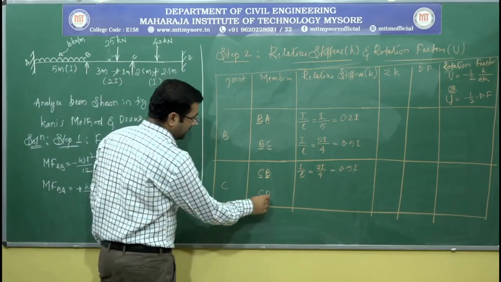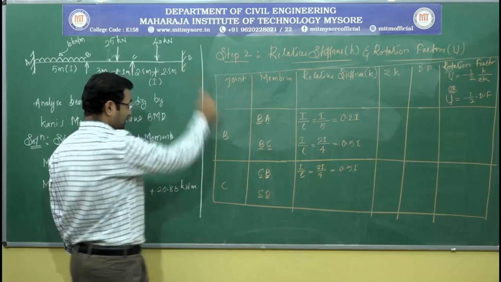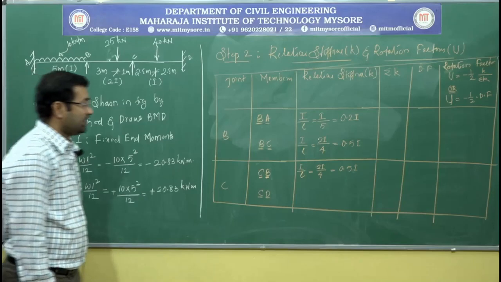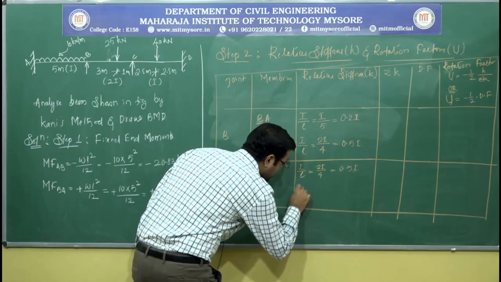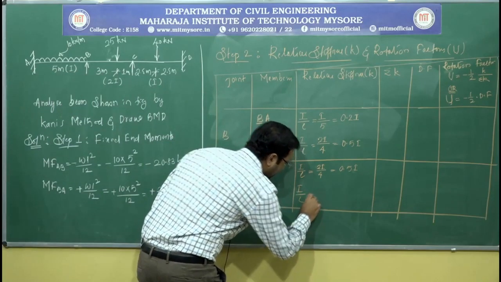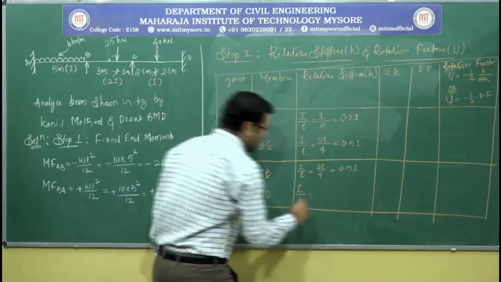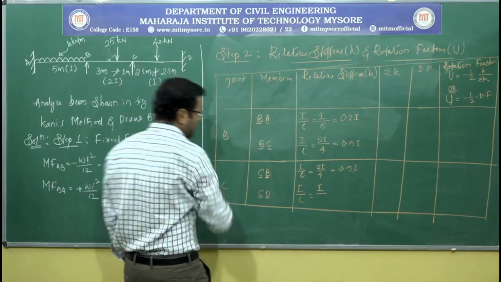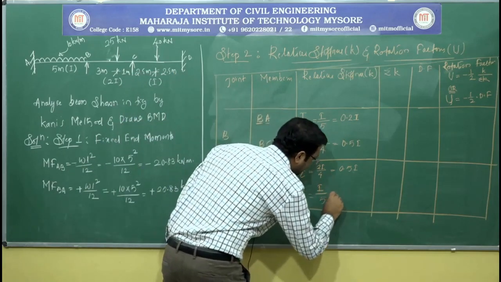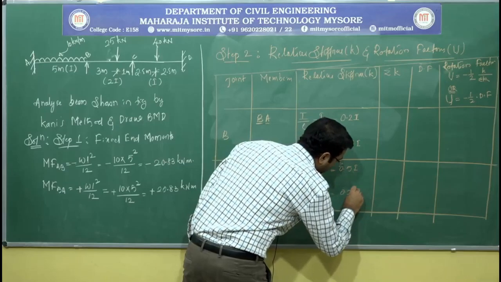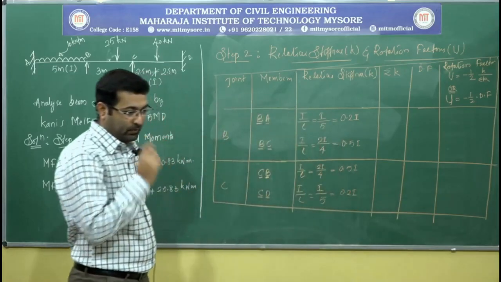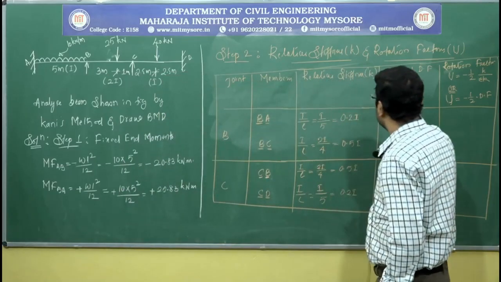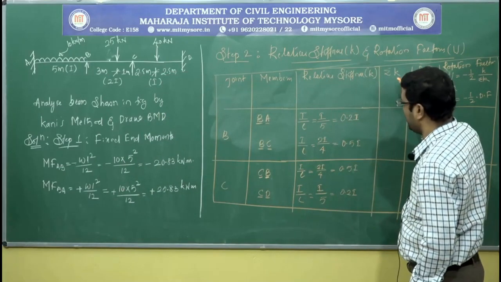Lastly, for the CD member, C is the near end and D is the far end. Here, for the given problem, the support D is fixed in nature. So the relative stiffness is again I by L. The I value is I, no change. So it is I divided by L. L is 5 meter. So this is 0.2 I.